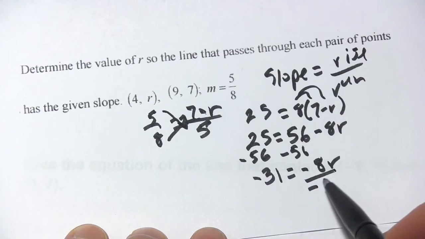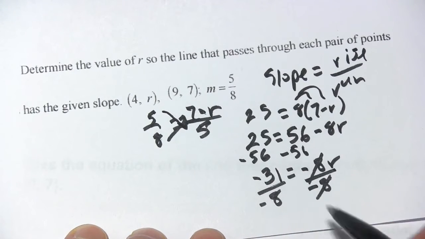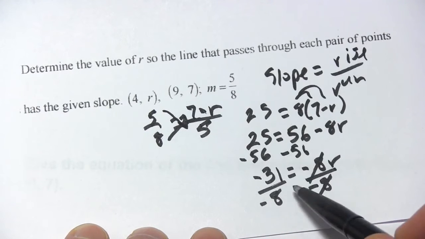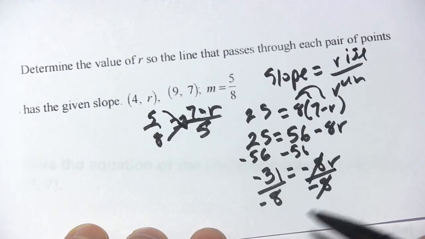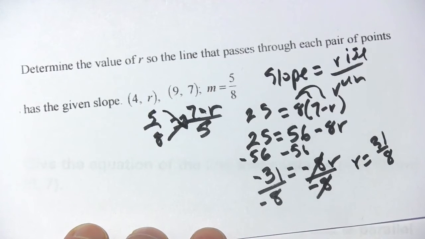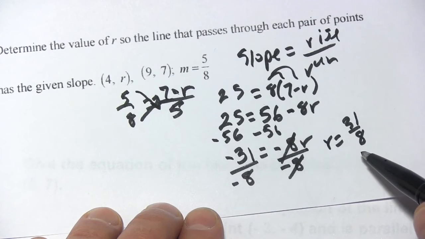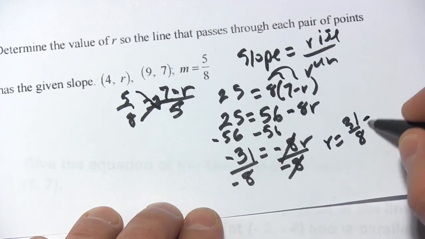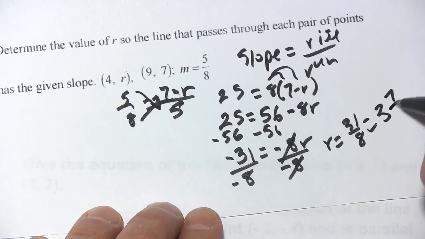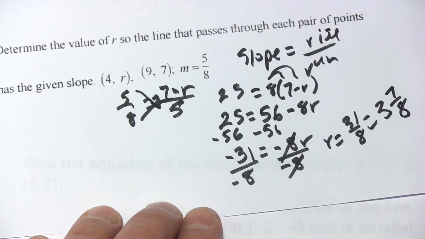And we'll divide both sides by negative 8. So that cancels. Negative 31 divided by a negative 8, that's a negative divided by a negative, that's going to be a positive. So r equals 31 over 8. And let's see, we could write that as a mixed number. 3 times 8 is 24, that'd be 7 left over. So that would be 3 7/8. So that's a little bit of work with slope.